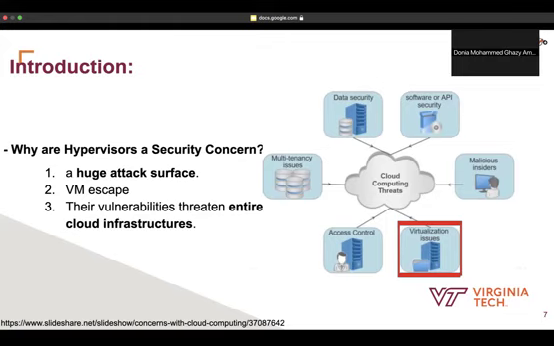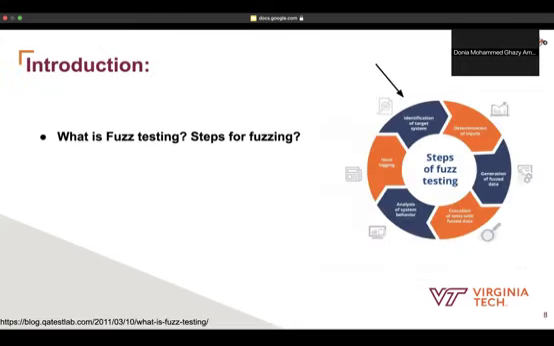So the next question we can ask ourselves is how we test hypervisors for vulnerabilities and make sure that they are secure. It is by using fuzzing. Okay, so now I introduce fuzzing.